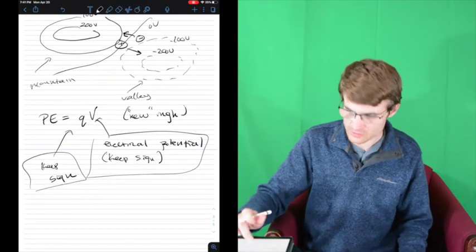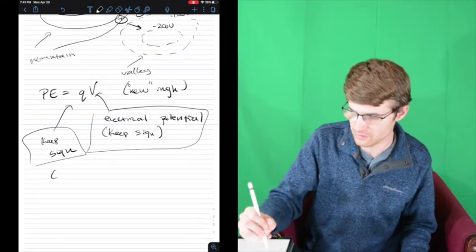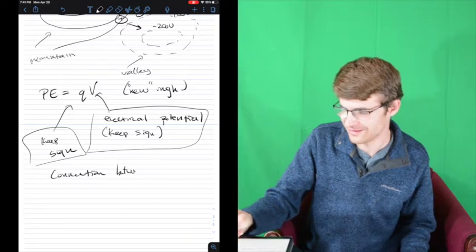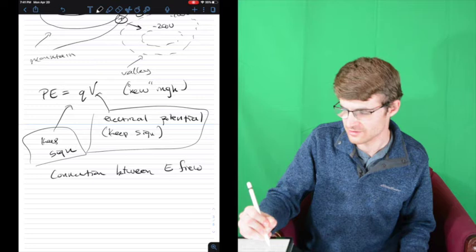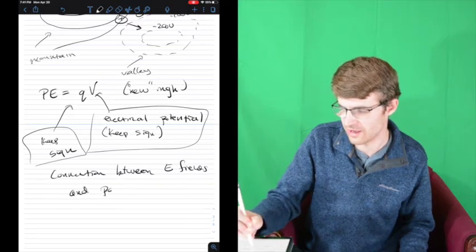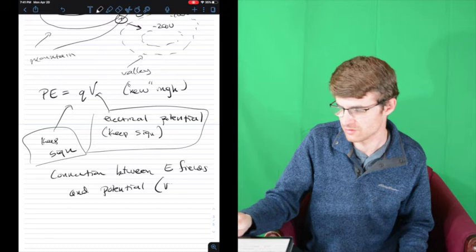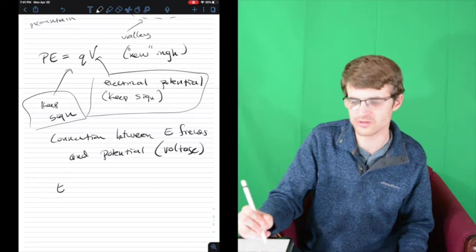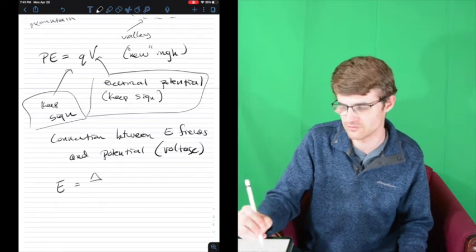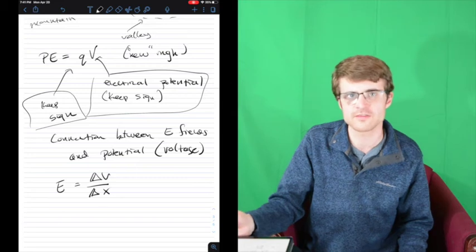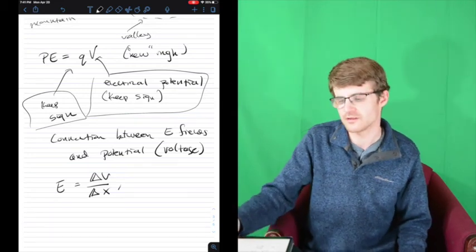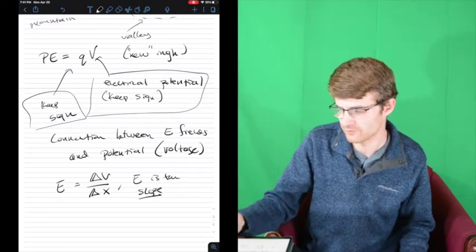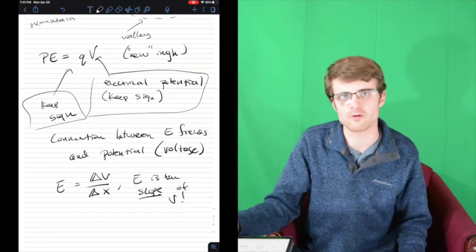Okay, all right. So there is a connection between E fields and potential, aka voltage. And that potential is just this. It's that the electric field, or the strength of the electric field, is equal to the change in voltage divided by the change in position. That's just a fancy mathematical way of saying that E is the slope of V, which is a powerful idea.